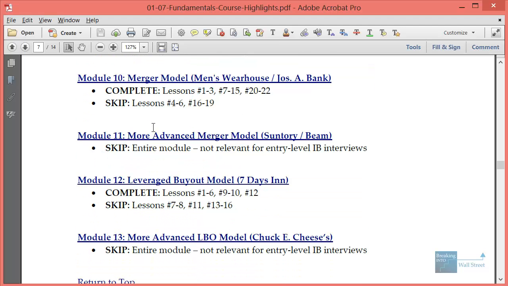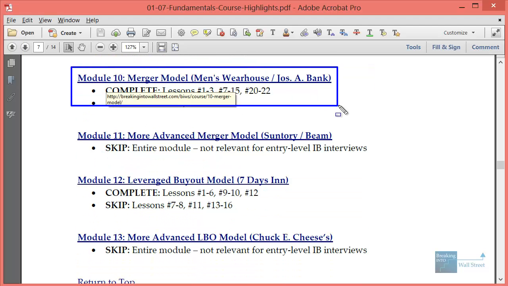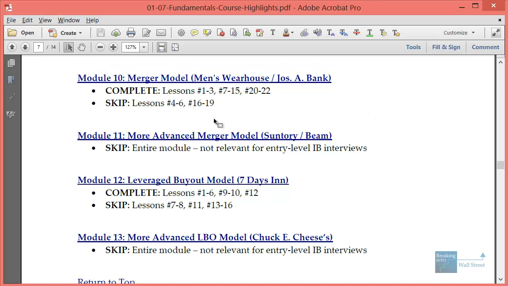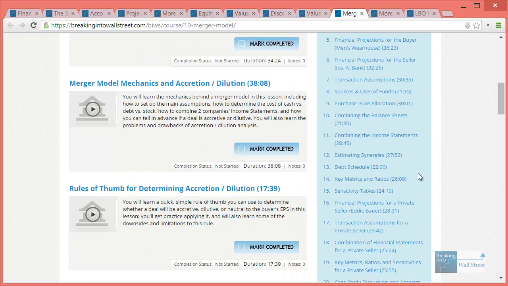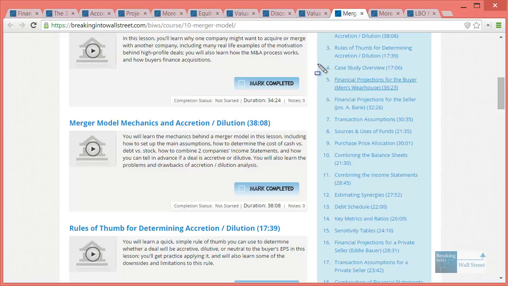Now the merger model, this is fairly important for investment banking roles, and it's a common source of questions. However, there are some lessons here that you can skip. In general, the entire module is pretty important, but if you had to pick a few to skip over, we would say that the financial projections for the buyer and seller are less important here because they're not going to ask these types of questions in the context of a merger model. They're going to ask them more for standalone companies, or it's not going to be part of the types of questions they ask on this topic.